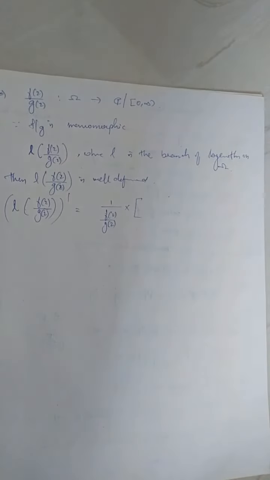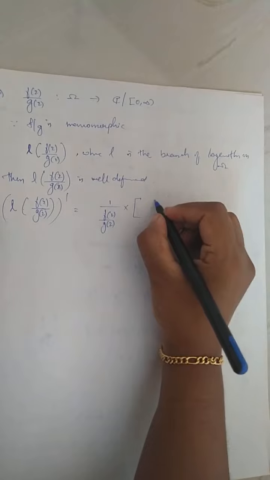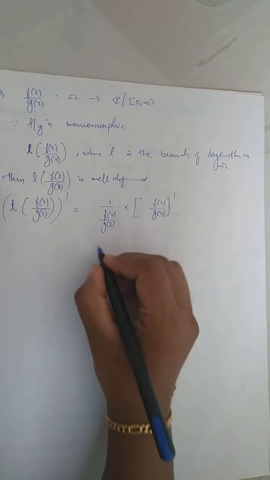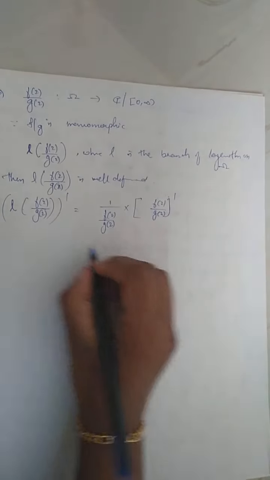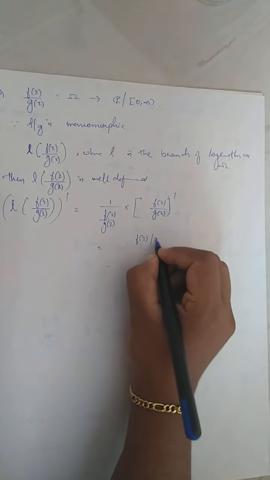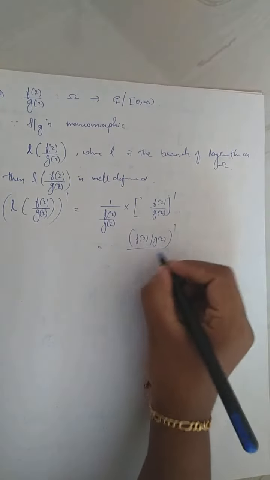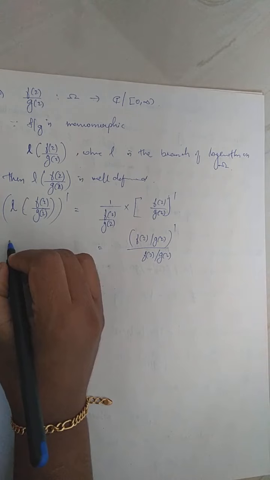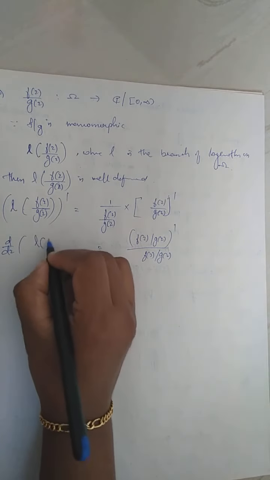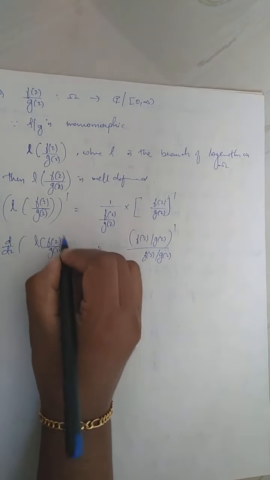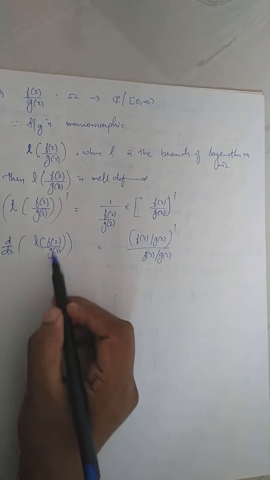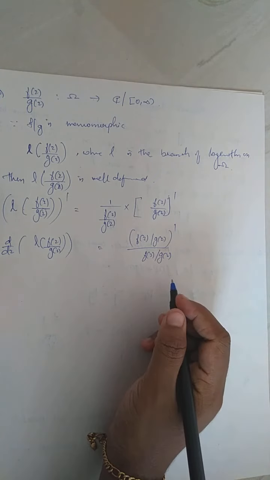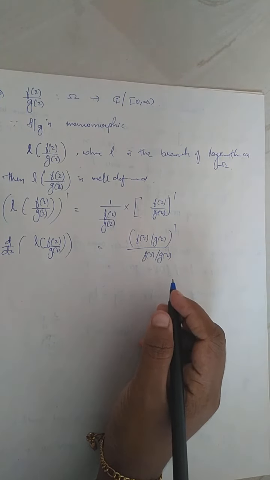So this can be written as (f(z)/g(z))' divided by f(z)/g(z). So it is the derivative d/dz of L of f(z)/g(z). Which means that this function has a derivative, so what it means is that this function has a primitive.